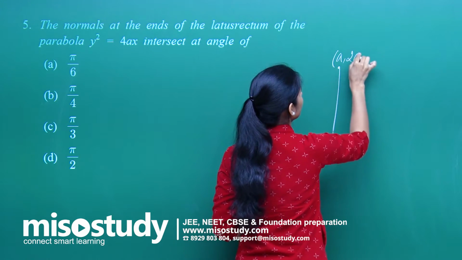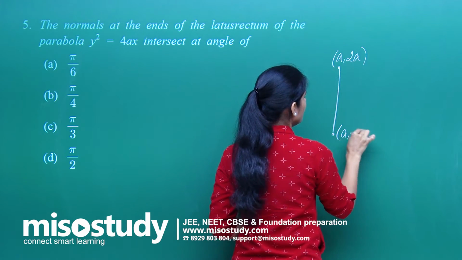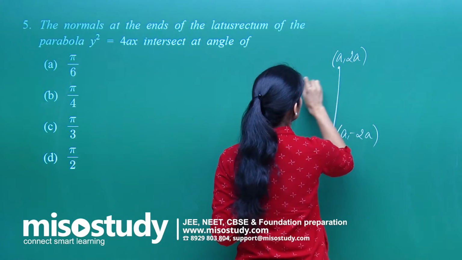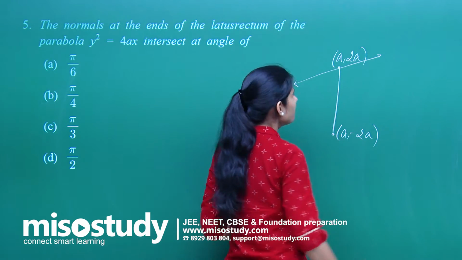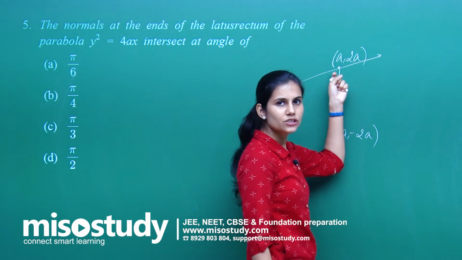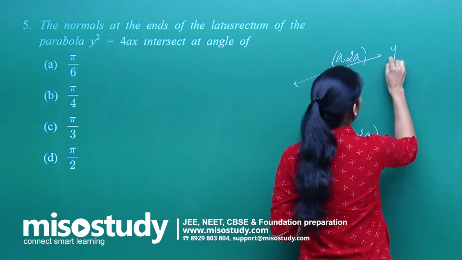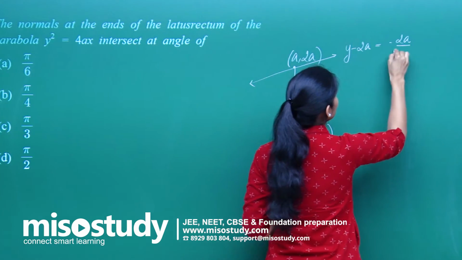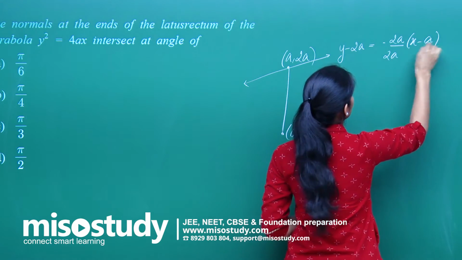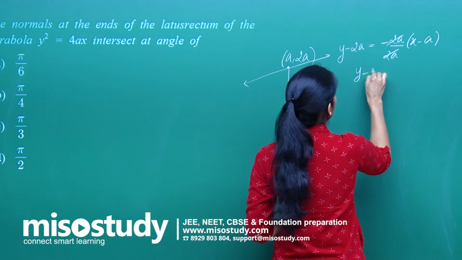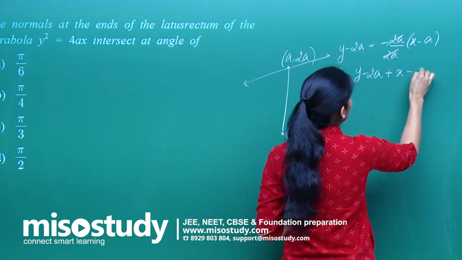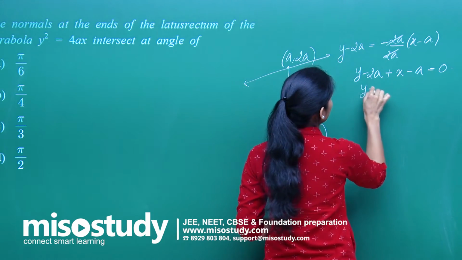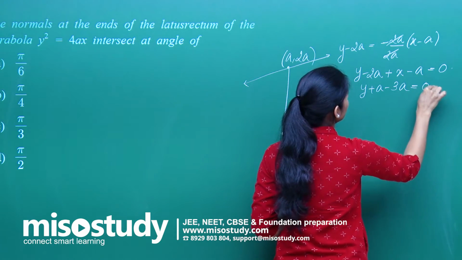A comma 2a and a comma minus 2a. Fine. The equation of the normal passing at this point on this parabola is what? It is given by y minus y1 equals minus y1 by 2a times x minus x1. So 2a gets cancelled, you are left with y minus 2a plus x minus a equals 0. So this gives you y plus x minus 3a is 0.